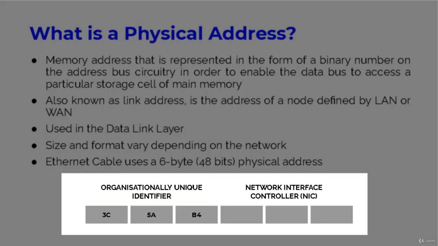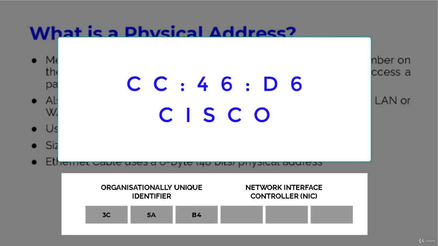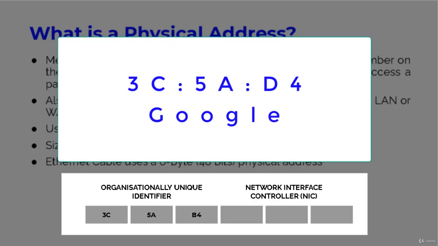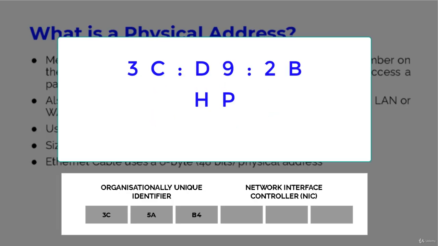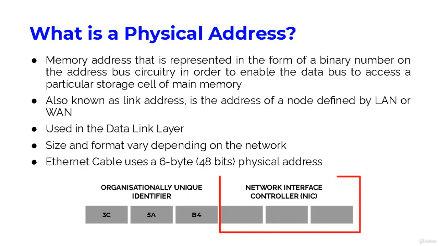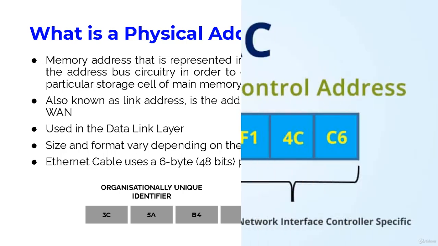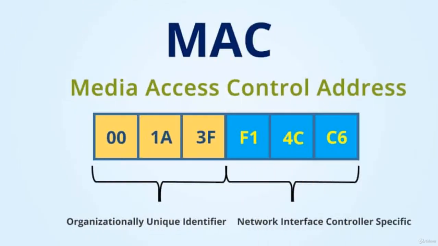IEEE Registration Authority Committee assigns these MAC address to its registered vendors. For example, CC46D6 belongs to Cisco, 3C5AB4 belongs to Google, 3CD92B belongs to HP, etc. Now, the rightmost 6 digits, which are blank in this presentation, represents network interface controller, which is assigned by the manufacturer. As discussed earlier, MAC address is represented by colon hexadecimal notation.